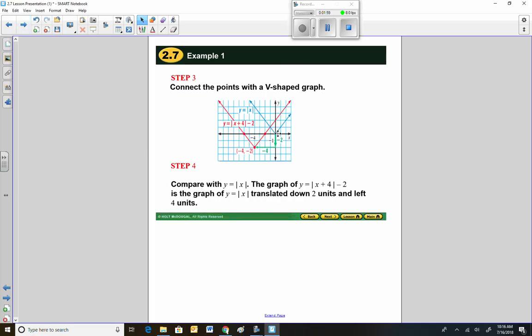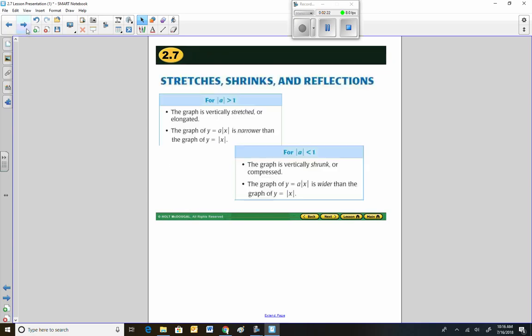Here's the graph. Notice how we moved to the left 4 and down 2. We put our vertex, and it looks exactly like the blue original parent function, but it's just been moved, transformed, translated to the left 4 and down 2. And that's because we added in the plus 4 and the minus 2 instead of just y = |x|.